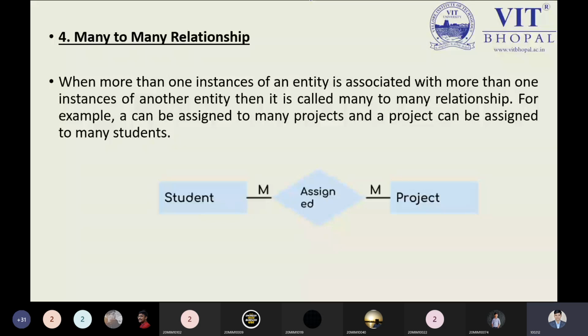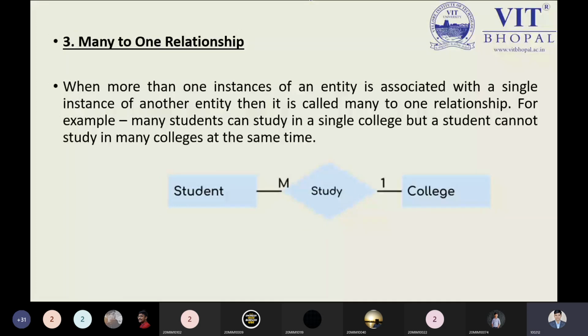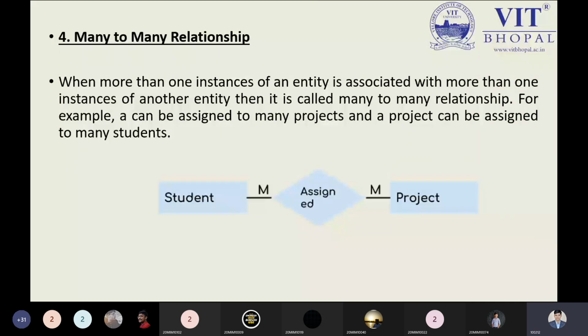So these are the relationship types. Now, is it clear to all right now? One-to-one, one-to-many, many-to-one, and many-to-many. Is it clear to all right now? Yes, tell me right now.